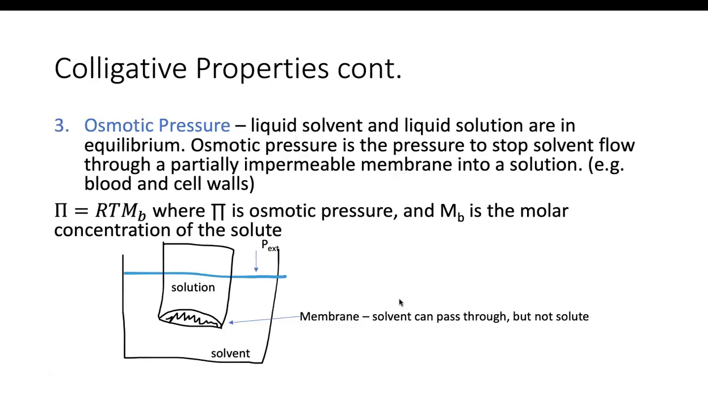What may be more useful is osmotic pressure. That's the third one we're going to talk about, and this is a colligative property between a liquid solvent and a liquid solution. If we go down to this figure below, basically what we have is solvent, and we have a solution with the solute, and we have a membrane that will pass the solvent, but not the solute. So let's say the solute's too large to go through.